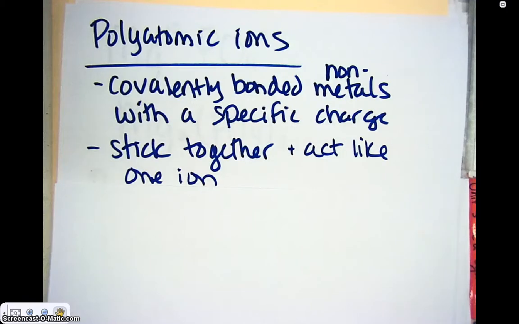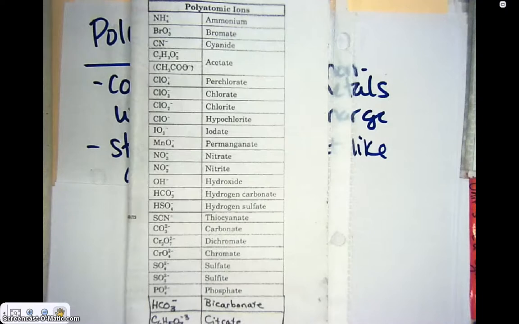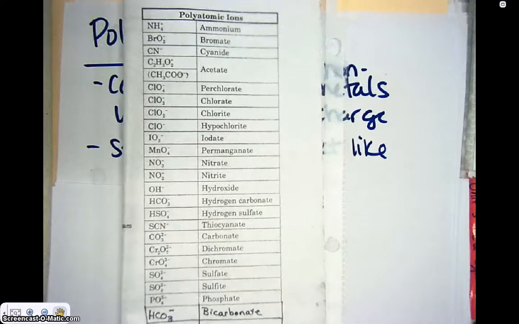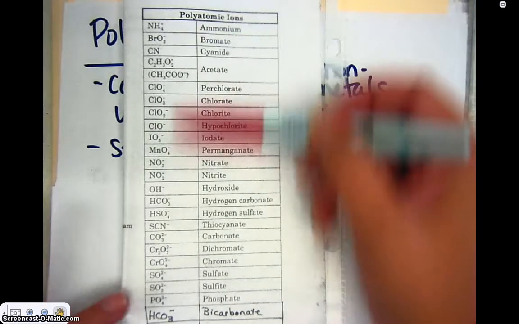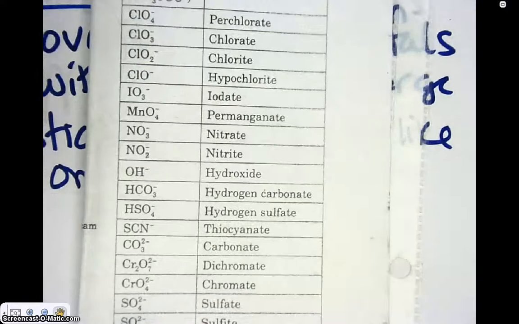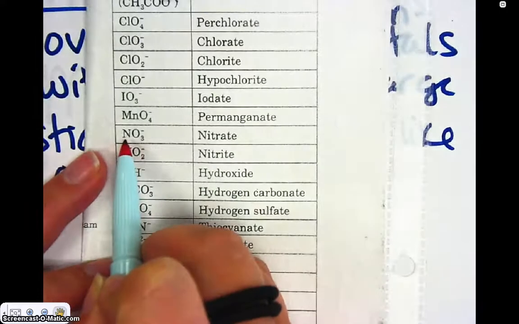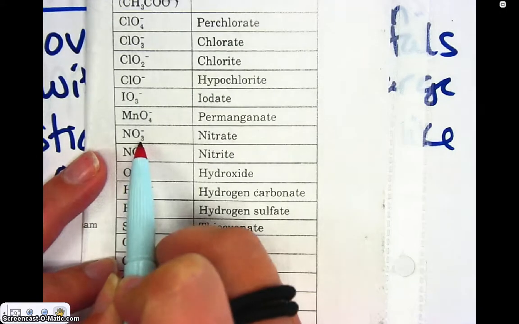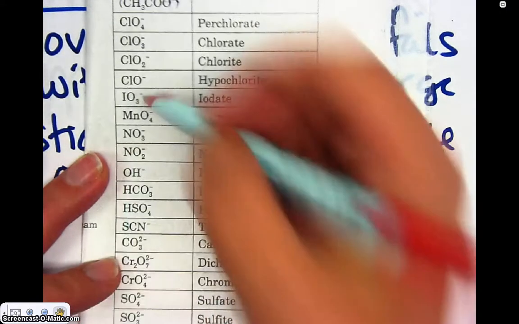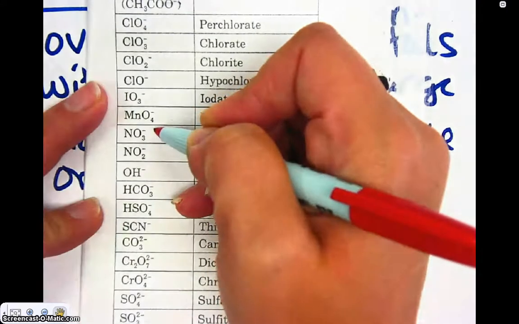In your reference tables on page 7, there is a big list of polyatomic ions. If you notice, most of them have a negative charge. Let me zoom in a little bit so you can see better. Here we've got nitrate, which we'll use commonly. Nitrate is nitrogen and 3 oxygens hooked up, and this minus right here means that it has a -1 charge, or 1 minus charge.